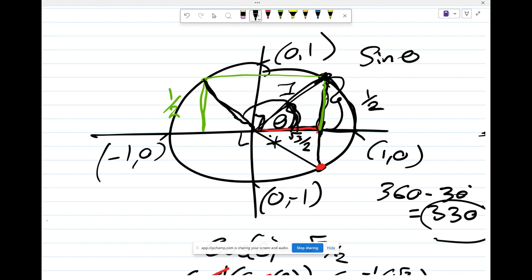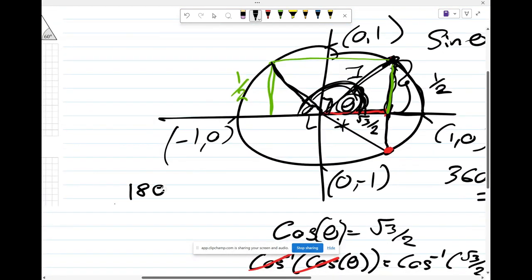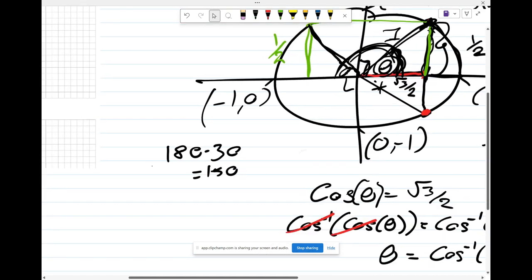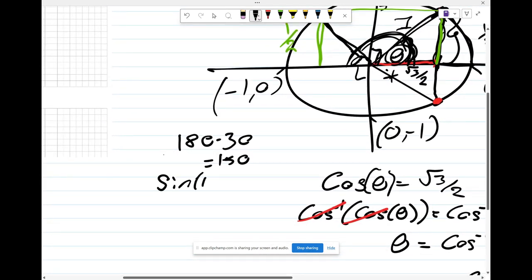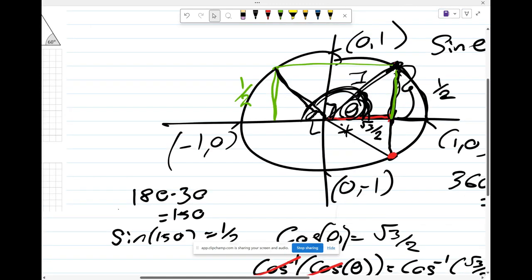Well, we know this whole line is 180, and we can do 180 minus our angle. We know this is the same, so we can minus the 30. So 180 minus 30 is going to give us 150. And if we check that, if we do sine 150, that'll give us a half.